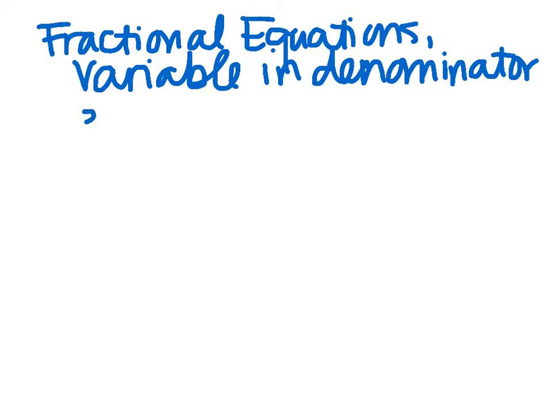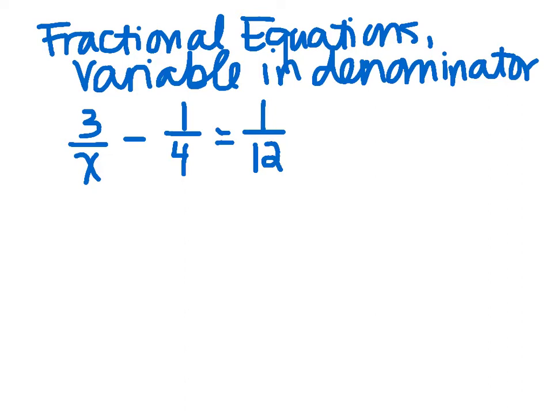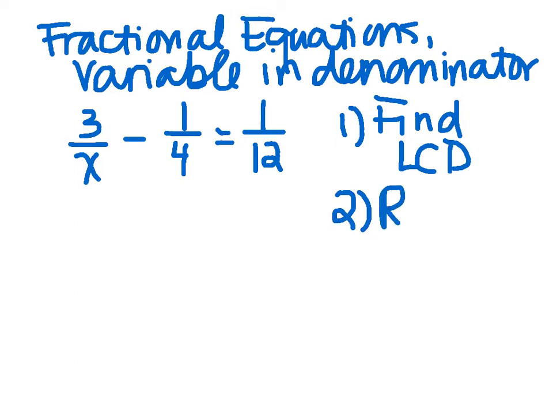Let's start simply. We've got 3 over x minus 1/4 is equal to 1/12. So just like last night, we need to figure out what the least common denominator is. I think most of you can tell by looking that it is 12x. So you need to find the LCD. However, before we actually multiply the entire equation by the LCD, before we've done any kind of simplifying or solving, we need to first find the restrictions on the variable. Restrictions, sorry that didn't fit, but you get the idea.